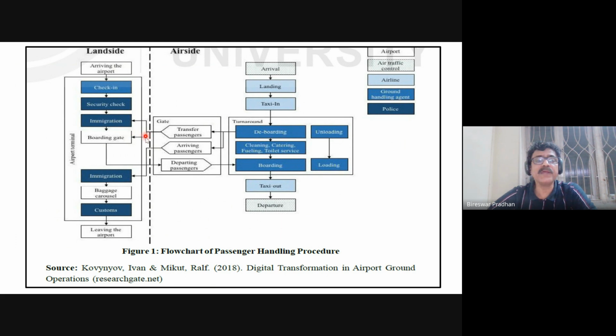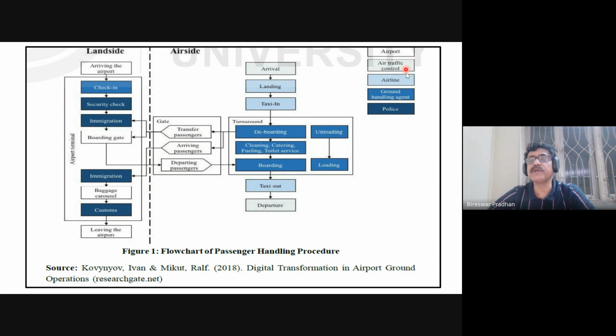The boarding gate then connects to the departing passengers, who get transported and transferred, and the arriving passengers go through immigration. So these are the connections, and then boarding, loading, and after that departure. This is the system when they are leaving the airport.